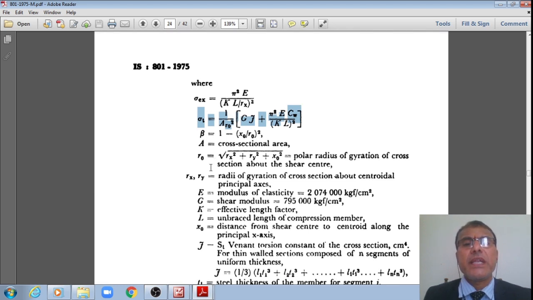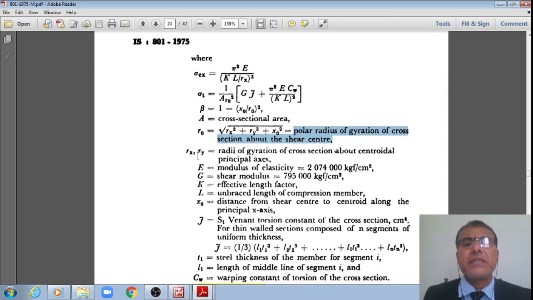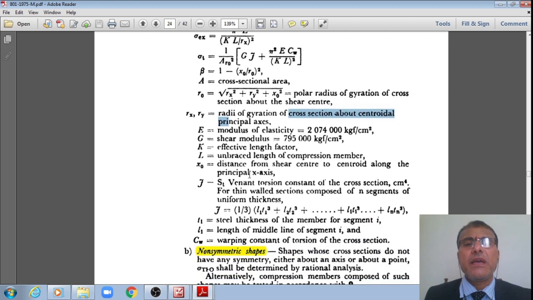and A is the cross sectional area, and r naught is equal to square root of Rx square plus Ry square plus x naught square, which is the polar radius of gyration of the cross section about the shear center, right? Rx, Ry are the radii of gyration of the section about the centroidal principal axes, and G is the shear modulus, which can be taken as 795,000 kg force per centimeter square. It is approximately 0.8 into 10 to the power 5 Newton per mm square.